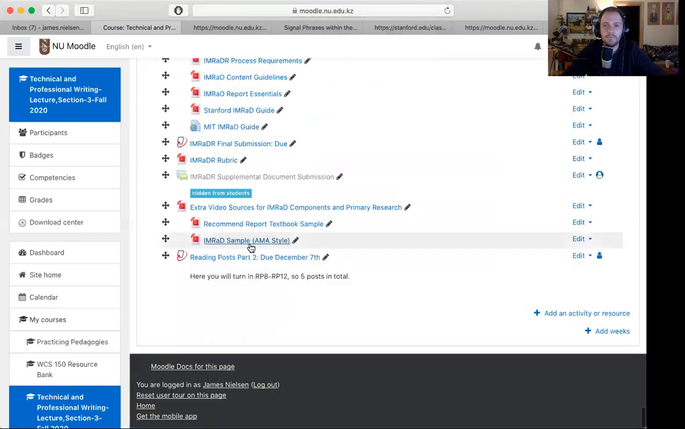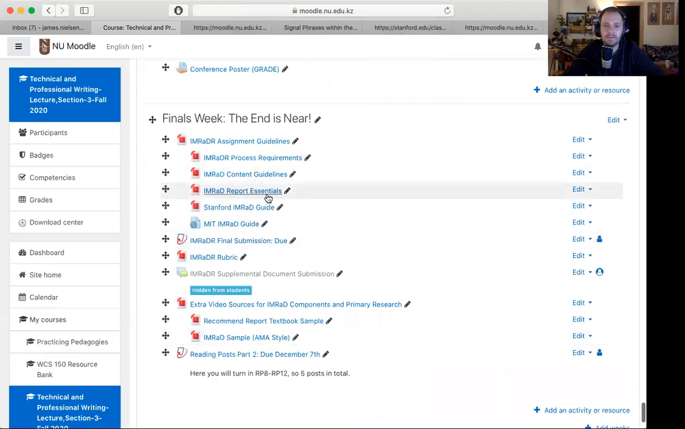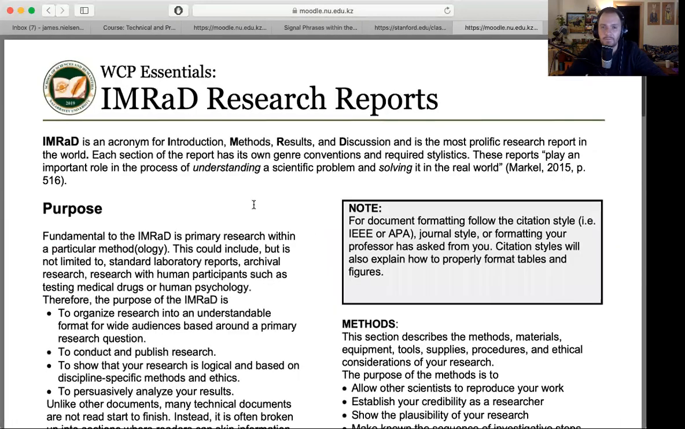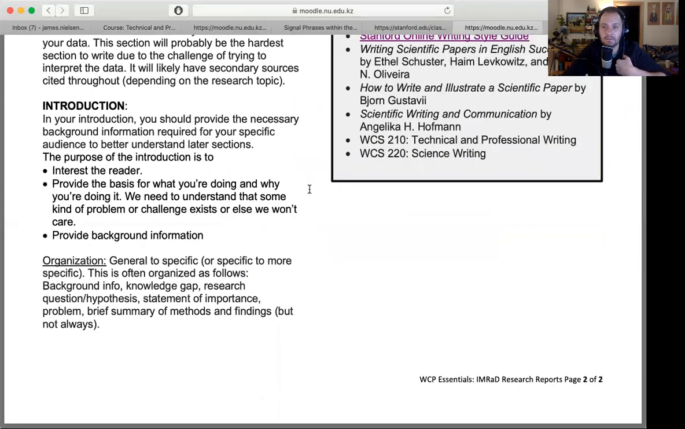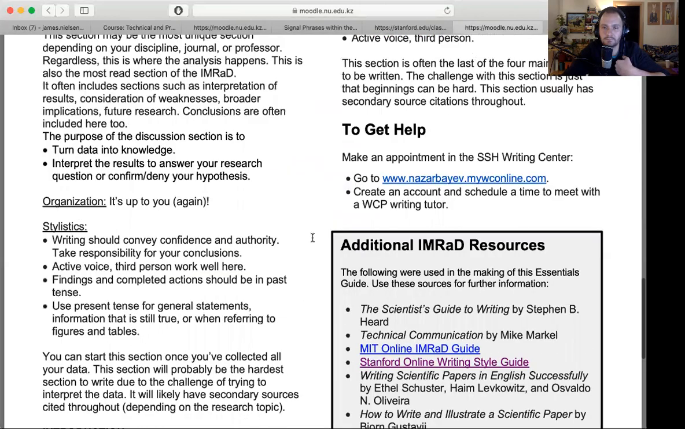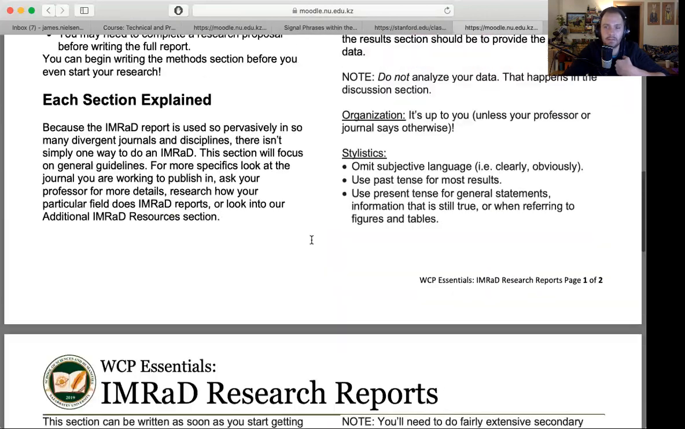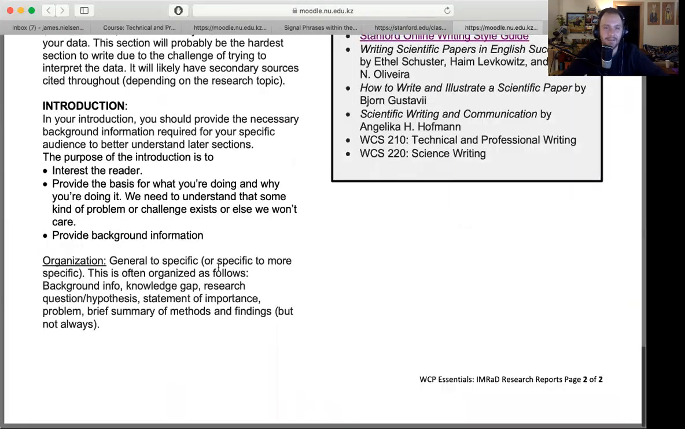So what we're going to look at first is the IMRAD Report Essentials Guide, which looks like this. All right. Right here, IMRAD Research Reports. So again, it's only IMRAD focused. I did create this myself here. Oh, I didn't put my name on it. Oopsie. Or did I? Nope, I didn't. All right. Anyway, not important.